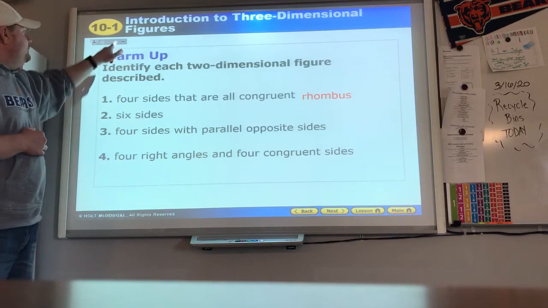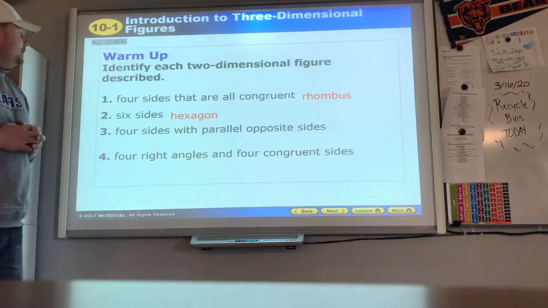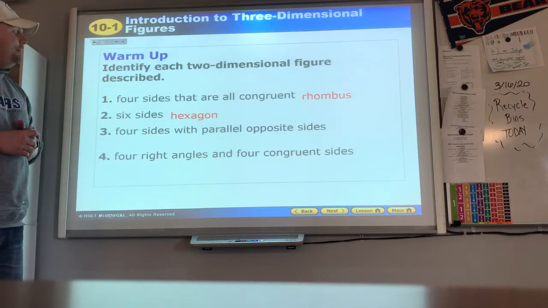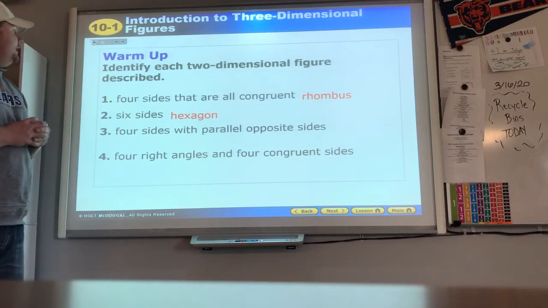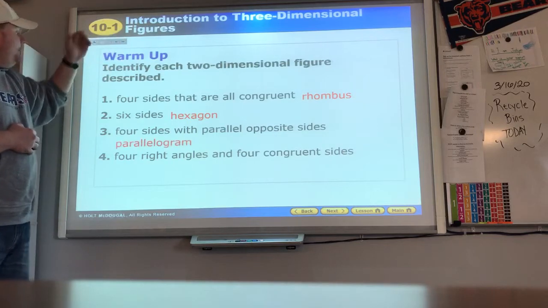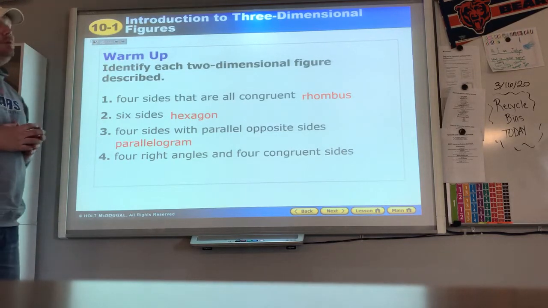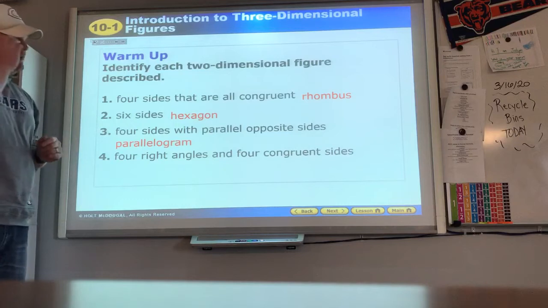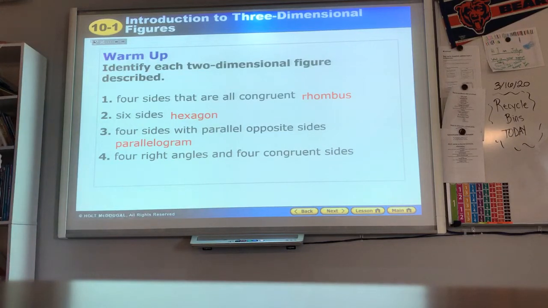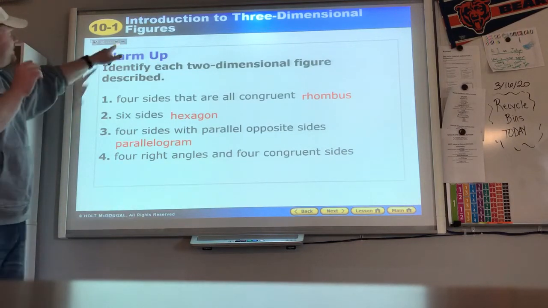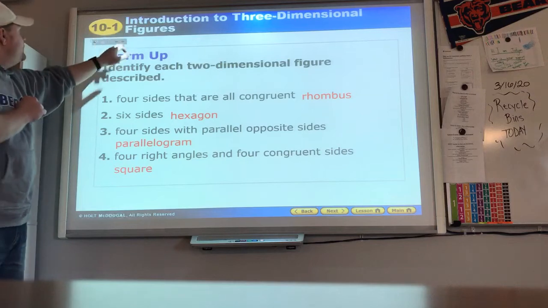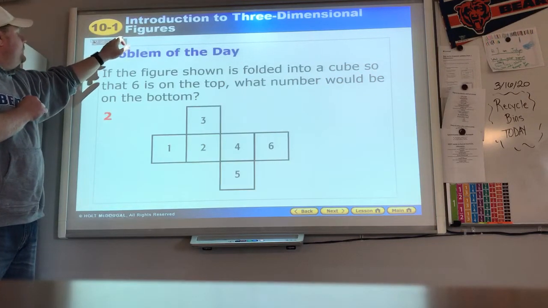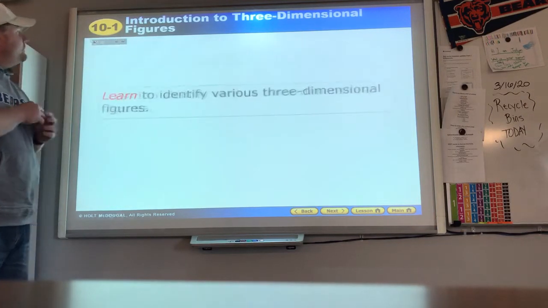Six sides, that would be a hexagon. Four sides with parallel opposite sides. All right, we have a parallelogram. Could be a rectangle, but we don't know about the angles, so we're not sure. Four right angles and four congruent sides, there's your square. All right, problem of the day, well done.